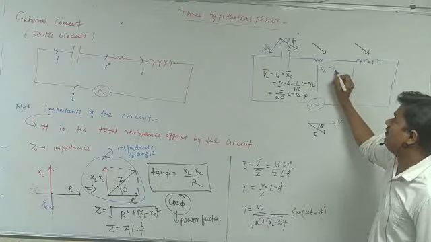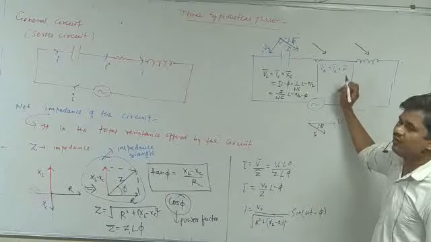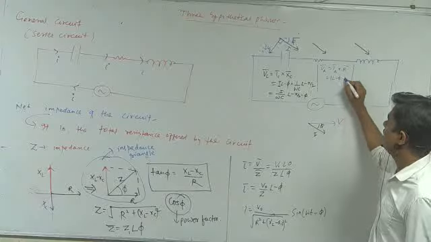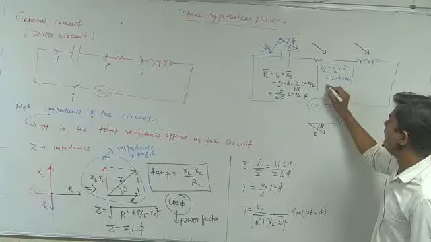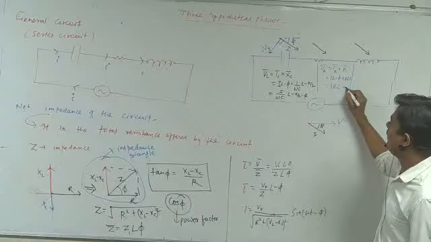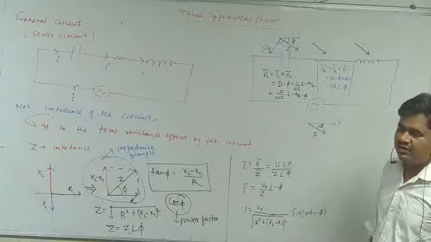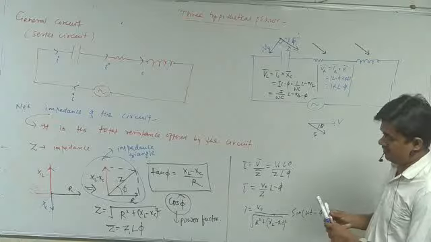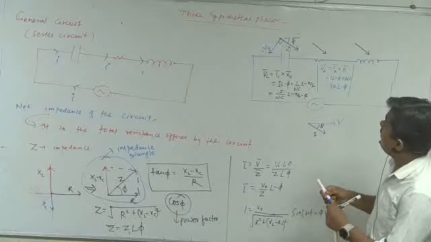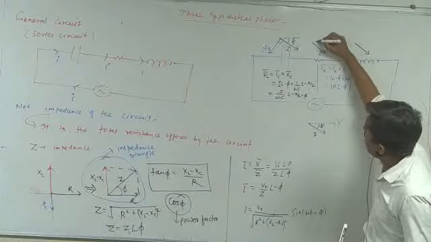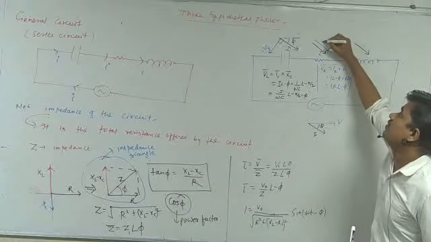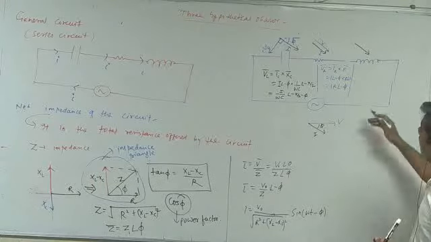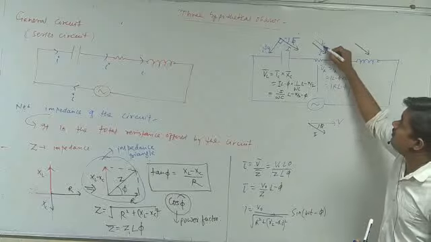I across R phasor into R phasor. I across R phasor is I angle minus phi, times R angle 0. What will you get here? I R angle minus phi. It means voltage and current are in the same phase here. So this is your current phasor and this is your voltage phasor, same phase.